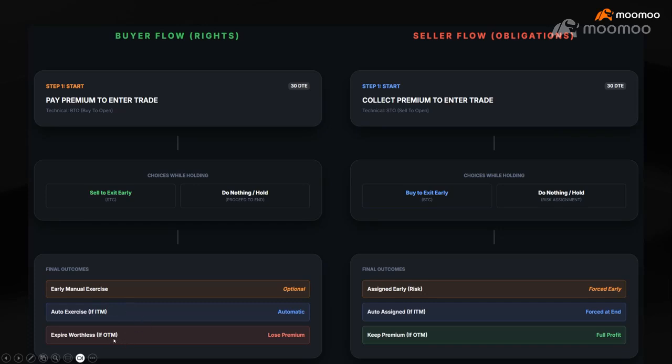So if it's out of the money, what will happen? Because it's out of the money, the option will just expire worthless.